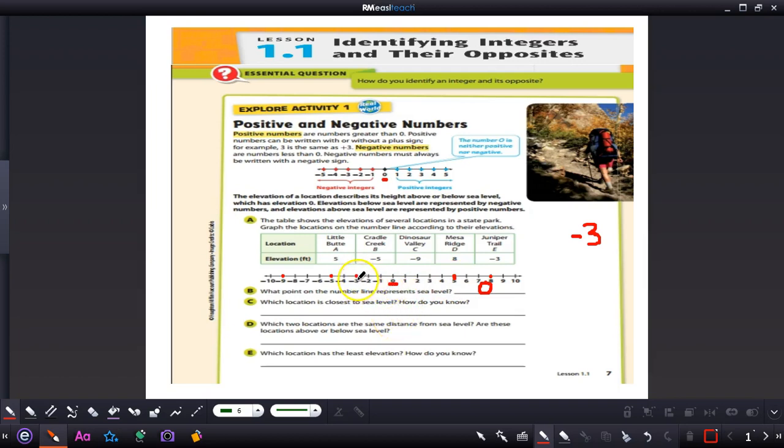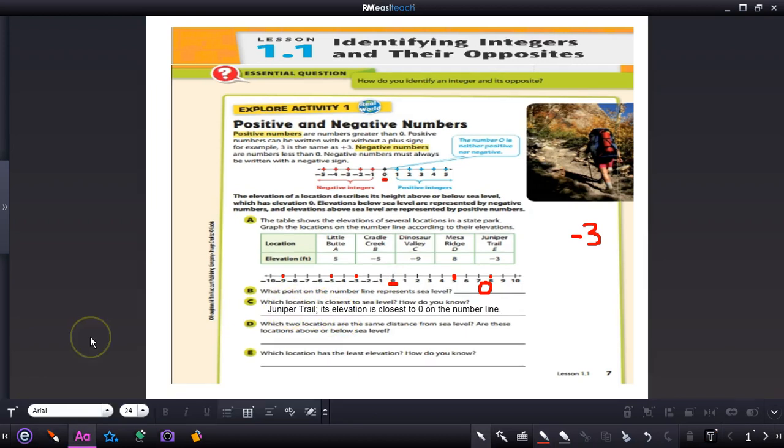So we can see right here, -3 feet below sea level, or -3 on our number line, is the closest. So we can see that Juniper Trail, we'll write that in here. Juniper Trail, I want you to write that in, is closest to sea level, and we know that because its elevation is closest to 0 on the number line. Juniper Trail, -3 on the number line, is closest to 0 on that number line.